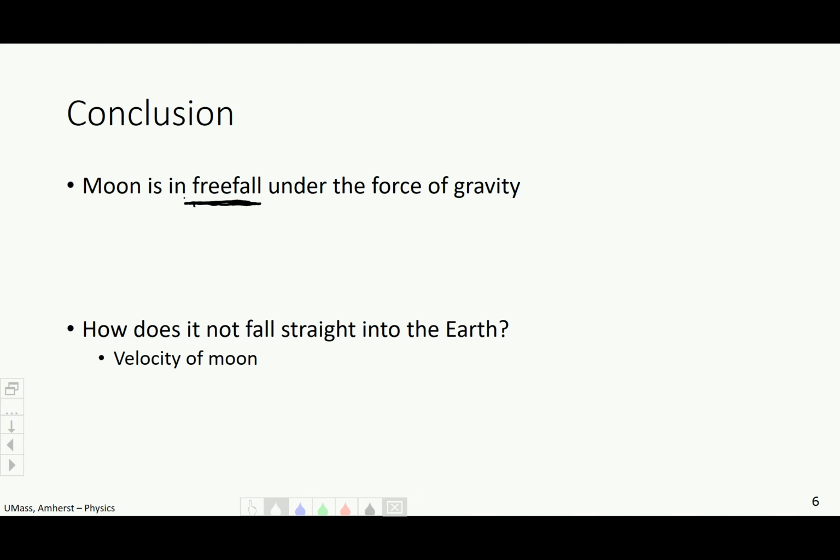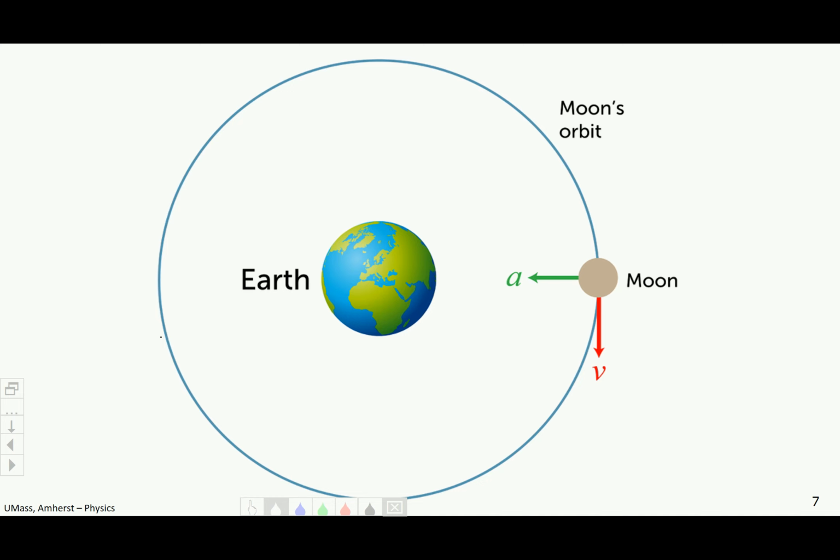Well, he figured that the moon is indeed falling, in quotes, free fall, but that it is not crashing into the Earth because it has some velocity. So because the moon is moving relative to the Earth, it is still experiencing the force of gravity, but it's not actually crashing, quote unquote, or falling in a straight line into the Earth. So how does this make sense?